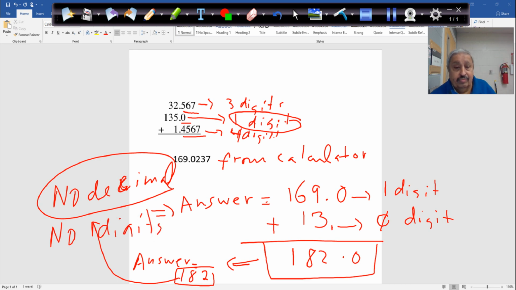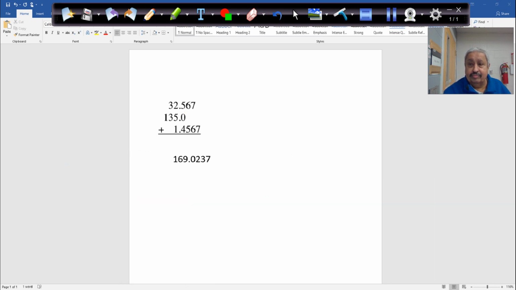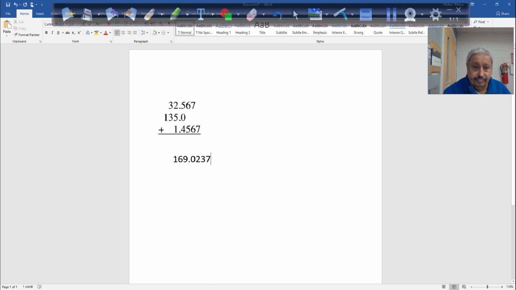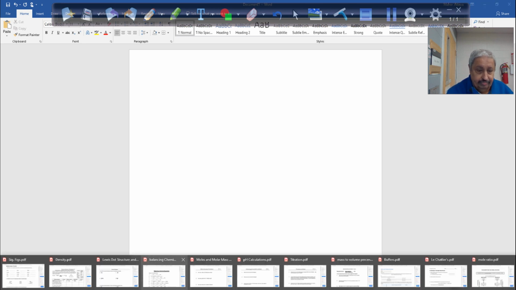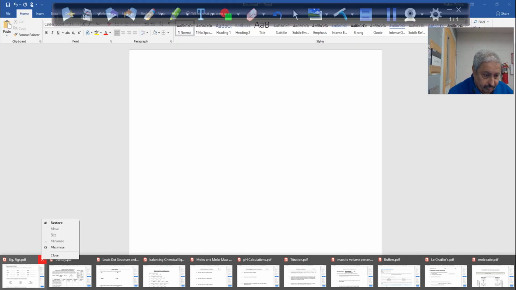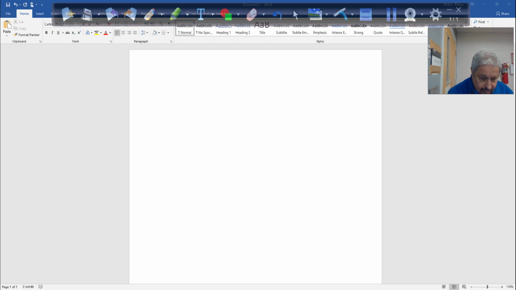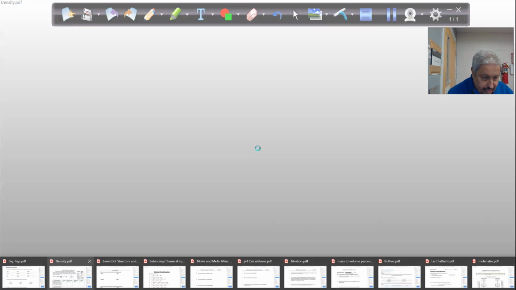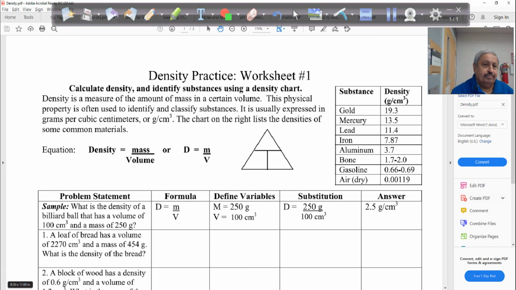So going to the next topic. The next topic will be this sig figs. I can take it out. I don't want to make a mistake, but the density. The next topic is density, correct?